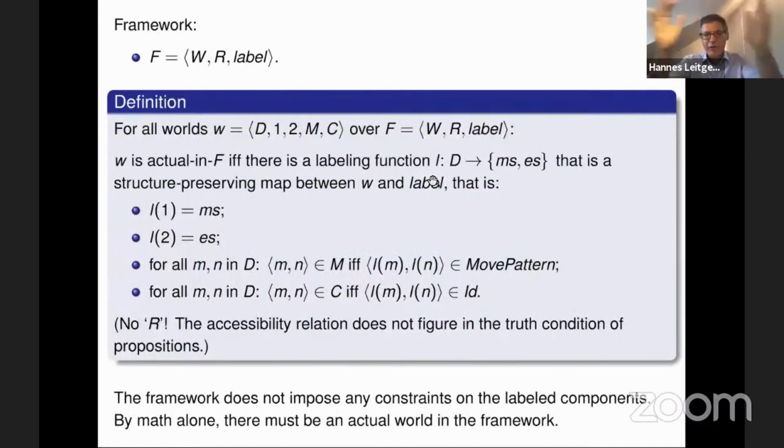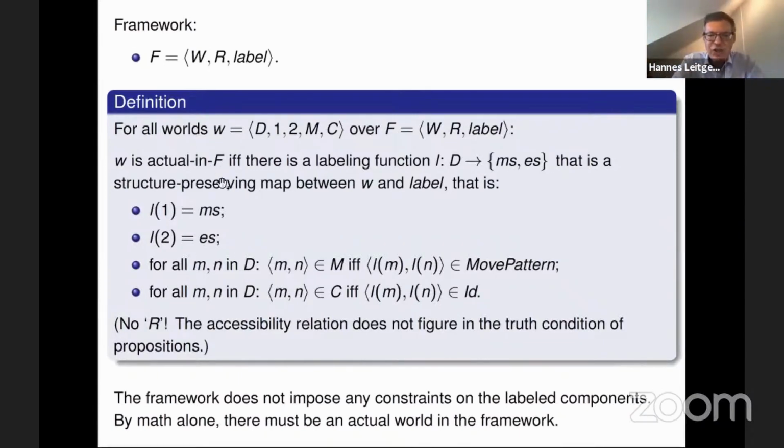So now take all of that together, W, the accessibility relation, and label, you get conceptual framework. That's my 3rd example framework. Now you might think, hey, you're cheating, now you have this R, but R is still purely mathematical. So there's still this purely mathematical part, and then there's the labeling, and that's the thing that I promised.